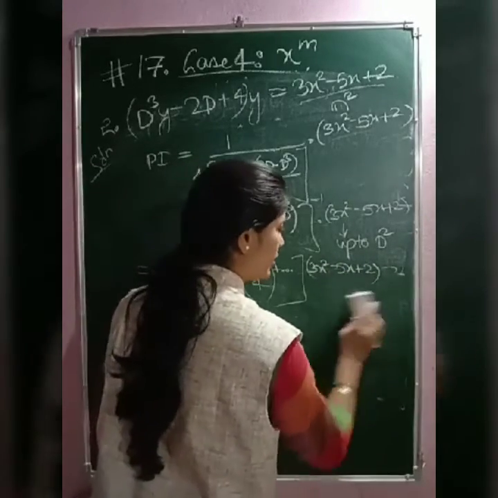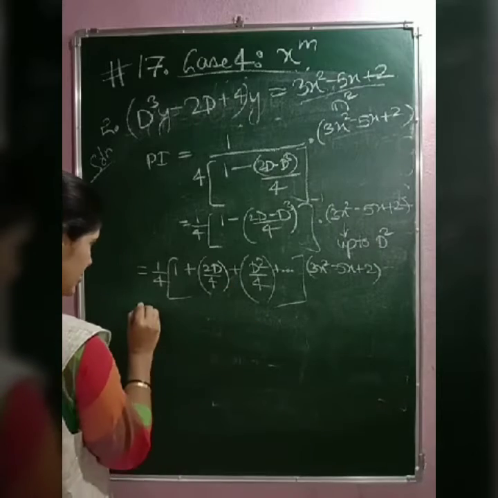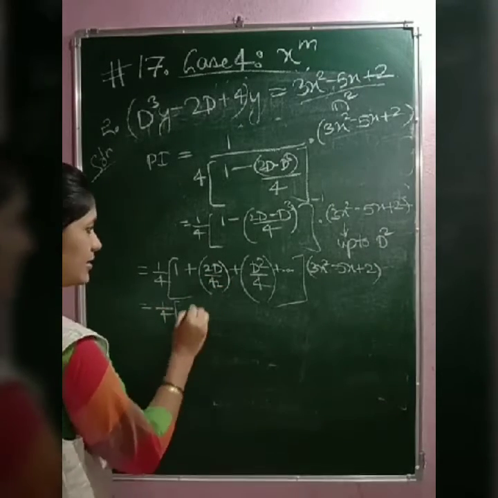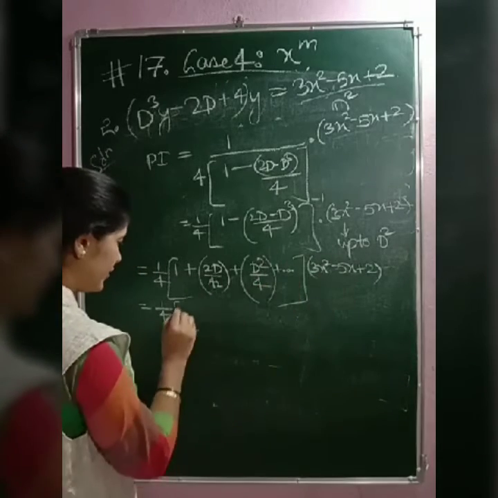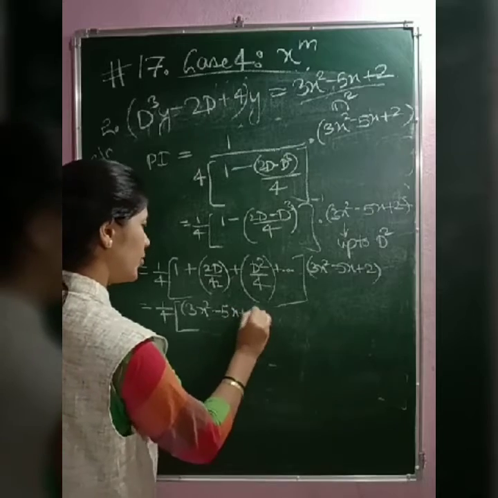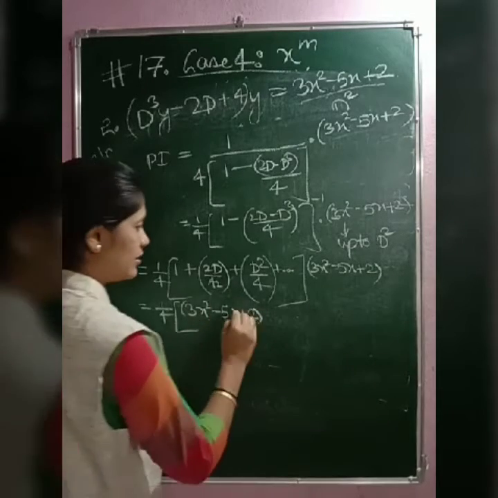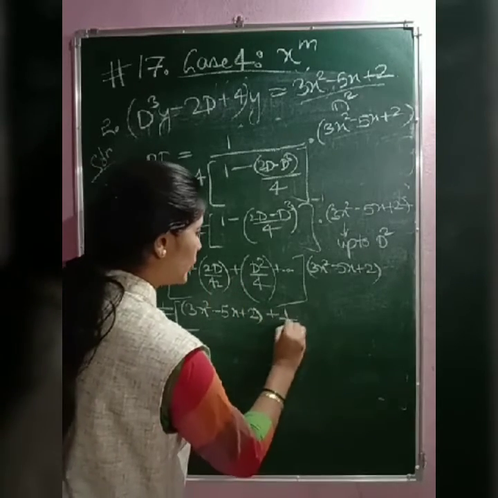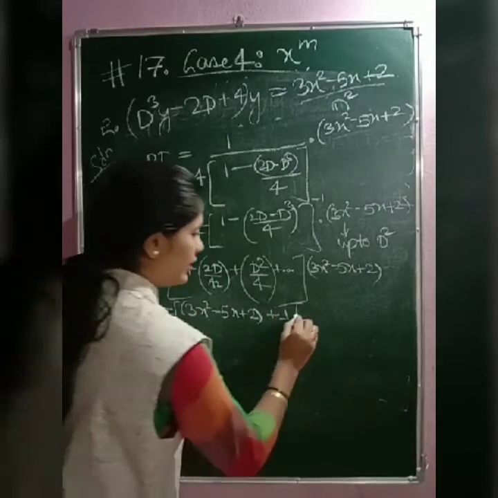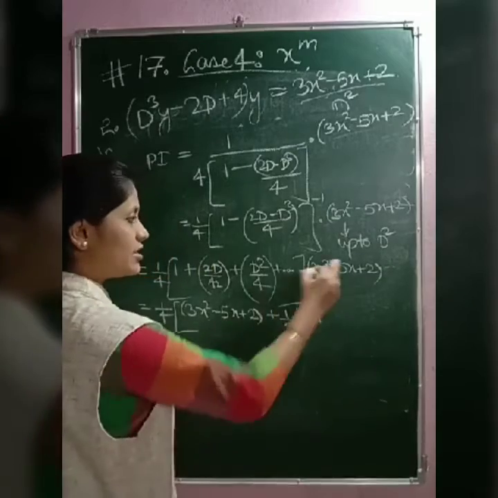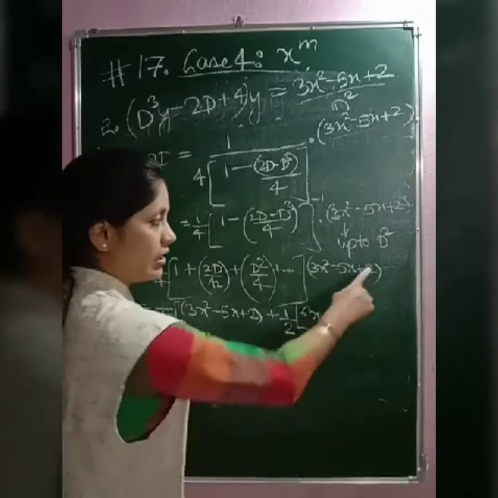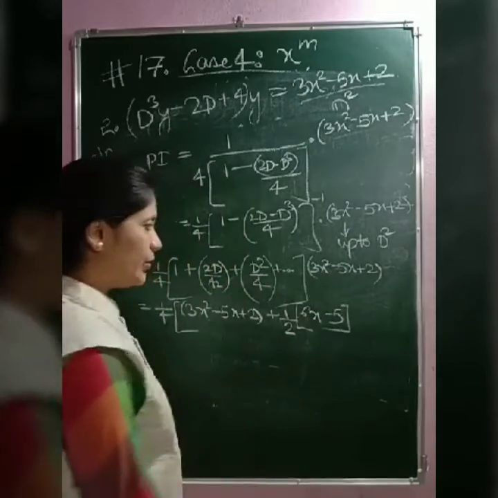So now let us find this. So this is nothing but 1 by 4 as it is. Let us multiply: 1 into all that will be 3x square minus 5x plus 2 as it is. Next, plus 1 by 2 as it is. Now, the differentiation of 3x square is 3 into 2, 6x. Minus the differentiation of 5x is minus 5. The differentiation of 2 is 0. So consider only up to here.